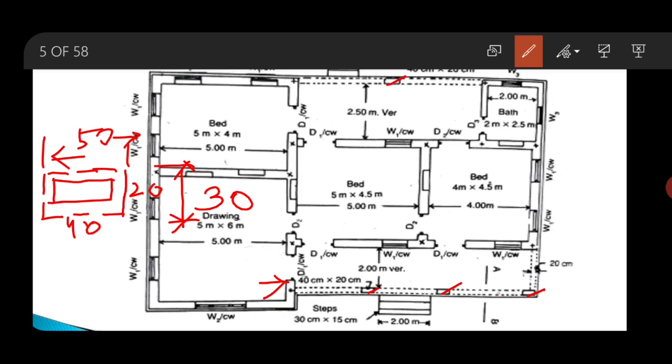Okay, and you can see these portions, this dotted line. At these portions there will be no DPC as there is no superstructure work. Therefore, we are not going to provide DPC in this dotted portion. Okay, so now we will move to the details of measurement form.